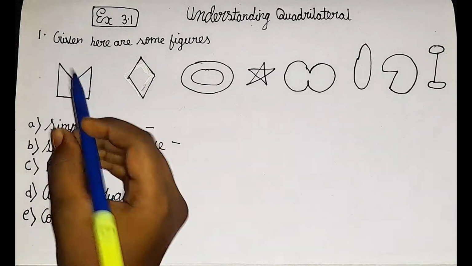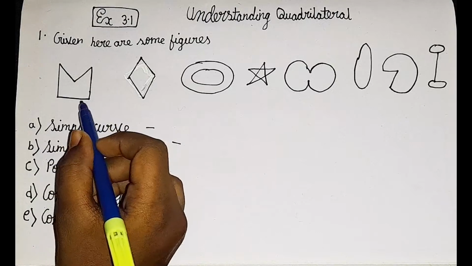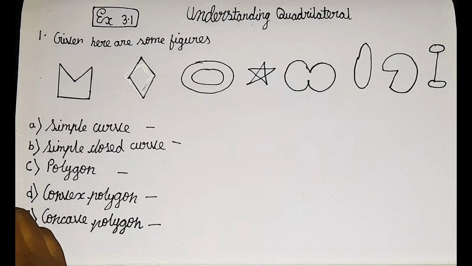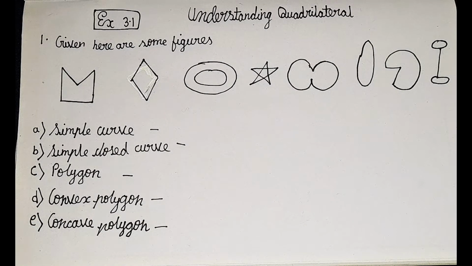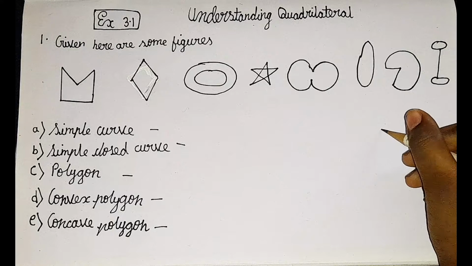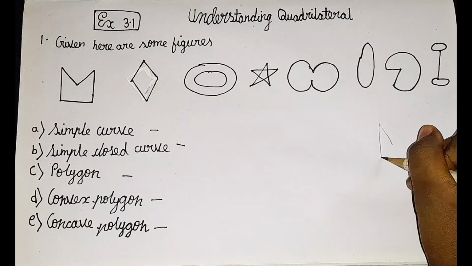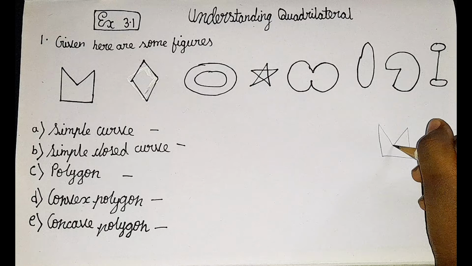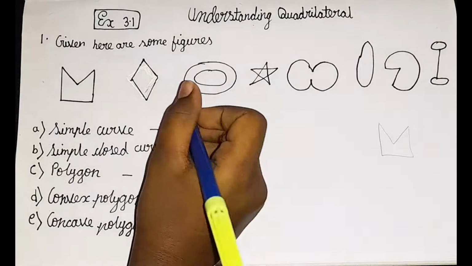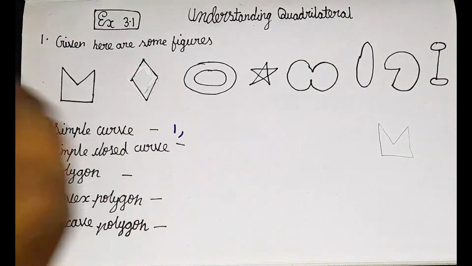So here let's look at the first drawing. Okay, so the first drawing is a simple curve. Do you guys know what is a simple curve? A simple curve means without lifting the pen or pencil, we should be able to draw it on the paper. Okay, so here we have this diagram, am I right? Can we draw it without lifting the pen? Yes, we can draw it without lifting the pen, which means our first diagram is a simple curve.